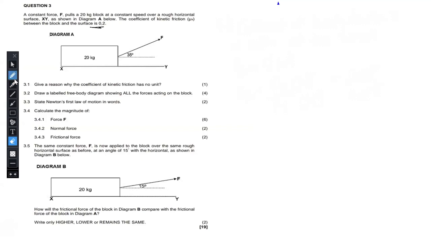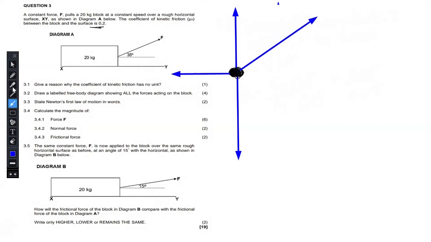Then we go to 3.2. It says draw a labeled free body diagram showing all the forces acting on the block. Now you can either draw your free body diagram like this, whereby you won't be resolving your force applied. So this means you will have your normal force up there, and down here will be your gravitational force, and then you will have your force applied at that angle of 35 degrees, and opposing the direction of motion would be the kinetic frictional force.